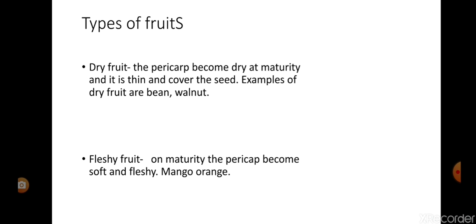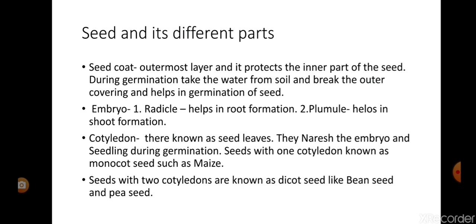And next is fleshy fruit. So when the pericarp becomes very soft, fleshy, and we can divide the pericarp into those three parts, that is epicarp, mesocarp and endocarp, these are known as the fleshy fruit. You know what are the fleshy fruits: mango, orange, etc.